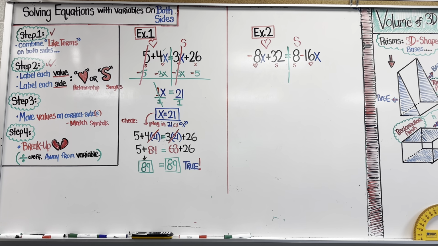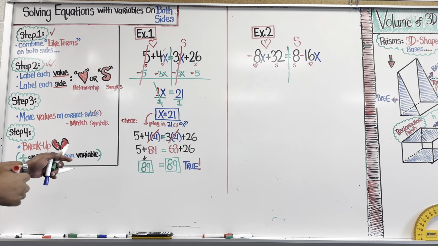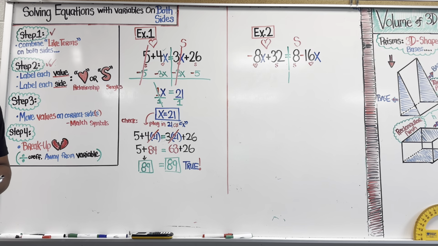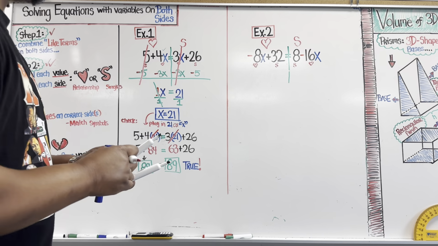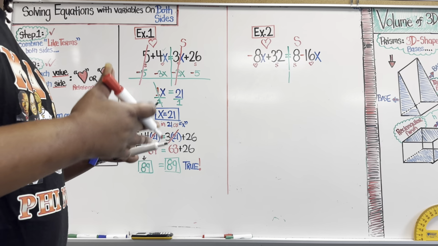Now we're going to step 3. Step 3 is to move values to their correct side. All you have to do is match the symbols that you see. You're just matching the symbols. If the symbols match, that value or those values will stay on that side.